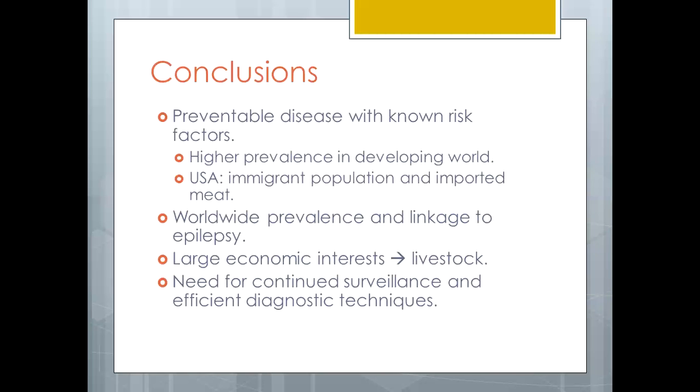In conclusion, we know that cysticercosis is a preventable disease with known risk factors, and there's a high prevalence in the developing world compared to North America and Europe. In the US, it's often associated with immigrant populations rather than being autochthonous to the US. Now, the worldwide prevalence and linkage to epilepsy, as well as economic interests, medication for humans as well as livestock, culling of livestock, etc. These combined suggest a strong need for continued surveillance of this disease, as well as the development of more efficient diagnostic techniques.